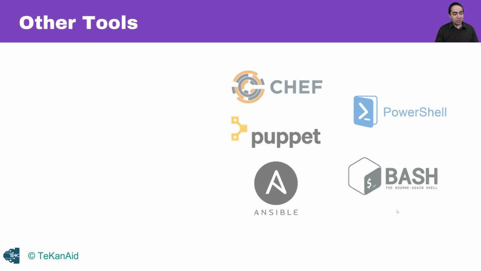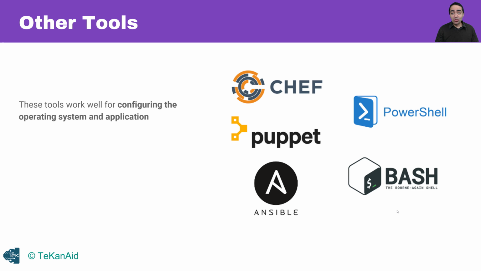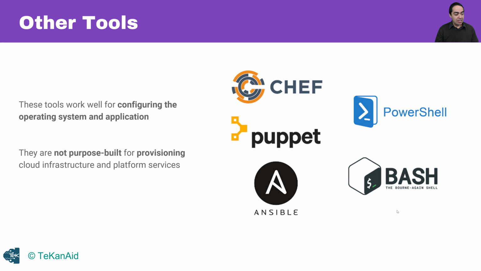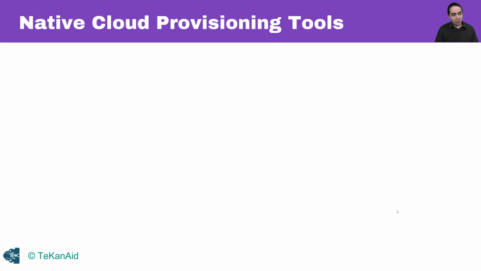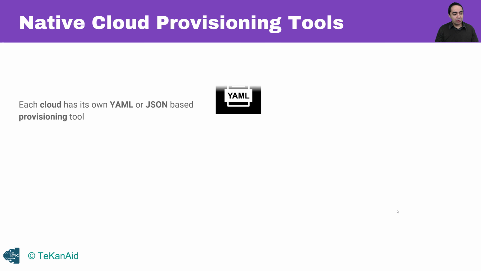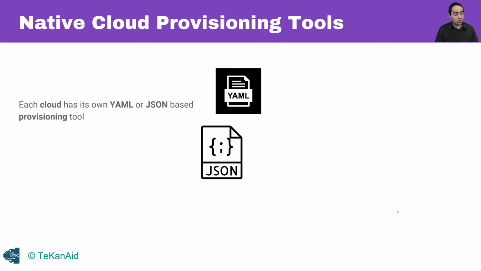So what are other tools out there? You've probably seen Chef, Puppet, Ansible, PowerShell scripts, Bash scripts. However, these tools work well for configuring the operating system and preparing that operating system to host the application. They're not really purpose-built for provisioning infrastructure in general and cloud infrastructure in particular, and also platform services. So some native cloud provisioning tools are also available. These are also infrastructure as code tools, and each cloud has its own YAML or JSON-based provisioning tool.